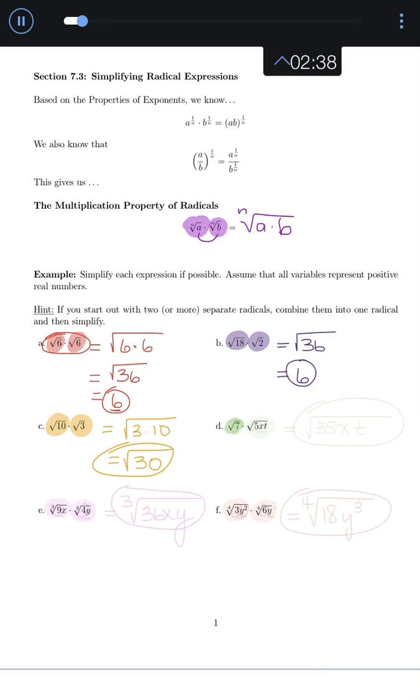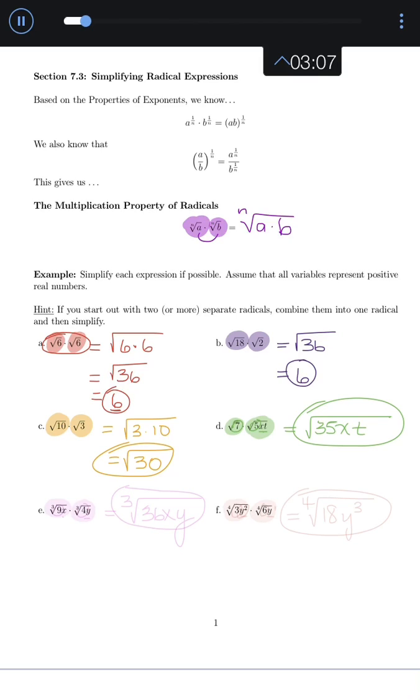Here's another one, the square root of 7 times the square root of 5xt. They're both square roots, so I can bring them under one big square root. Now the only two things I can multiply that are the same type of things are the 7 and the 5, which is 35. The x and t will just get carried over. So we've got the square root of 35xt. And because we can't take the square root of 35, it's stuck inside of that square root.